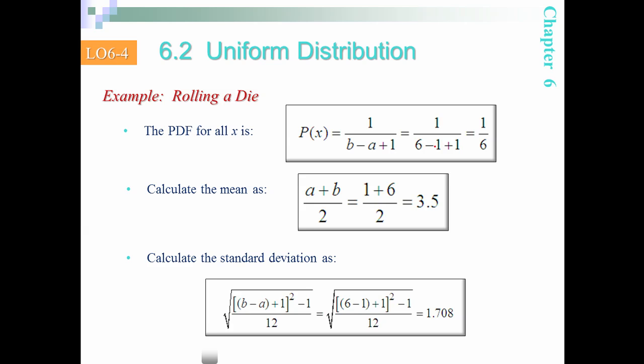We can calculate the mean. That's just going to be the average of the endpoints, so 1 plus 6 divided by 2. Turns out to be 3.5. You might say, am I ever going to see a 3.5 when I roll my die? And the answer is, of course, no. You're never going to see 3.5. But if you rolled the die over and over again and kept track of what the values were that you rolled, and then added them all up and divided by the total number of rolls, you would see that it converged to 3.5. We can calculate the standard deviation using this formula: square root of b minus a plus 1, quantity squared, minus 1, divided by 12. So plug these numbers in and we get a standard deviation of 1.7.